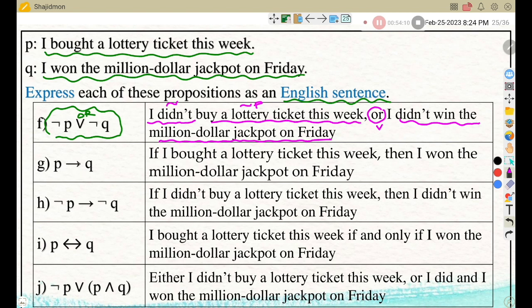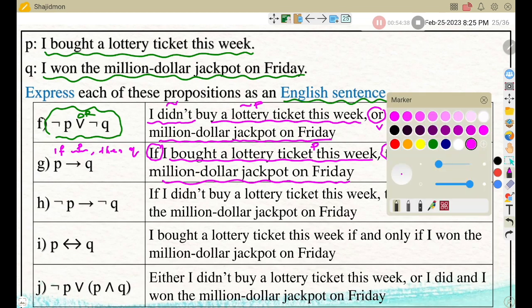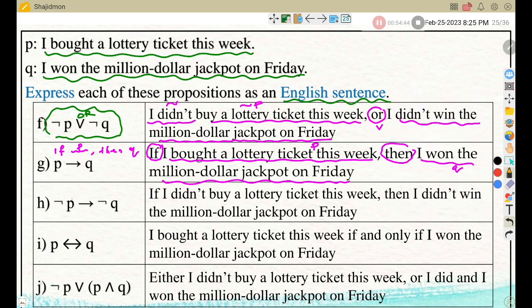Now P implies Q. P implies Q. What is the meaning? This one-sided arrow I told you about: if P, then Q. So how to write that one? First we write if, and then will be there surely. If I bought a lottery ticket this week, that is the P statement, then I won the $1 million jackpot on Friday, that is the Q statement. So a one-sided arrow means just write if and then, if then. Now here you can see negation of P and negation of Q in between the one-sided arrow.